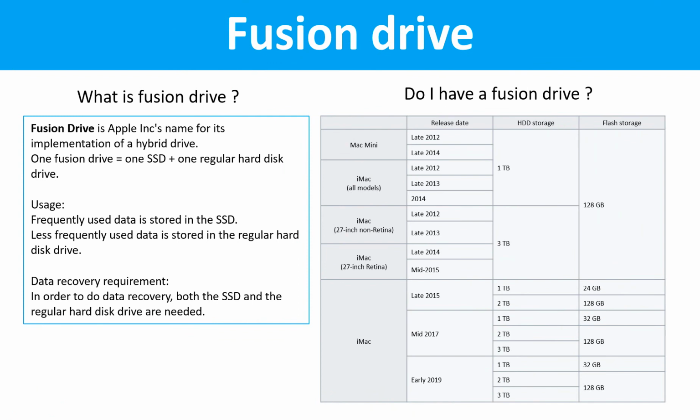Fusion drive. What is Fusion drive? Fusion drive is Apple Inc.'s name for its implementation of a hybrid drive. One Fusion drive equals one SSD drive plus one regular hard drive. Usage. Frequently used data is stored in the SSD drive. Less frequently used data is stored in the regular hard drive. Data recovery requirement. In order to do data recovery, both the SSD drive and the regular hard drive are needed.